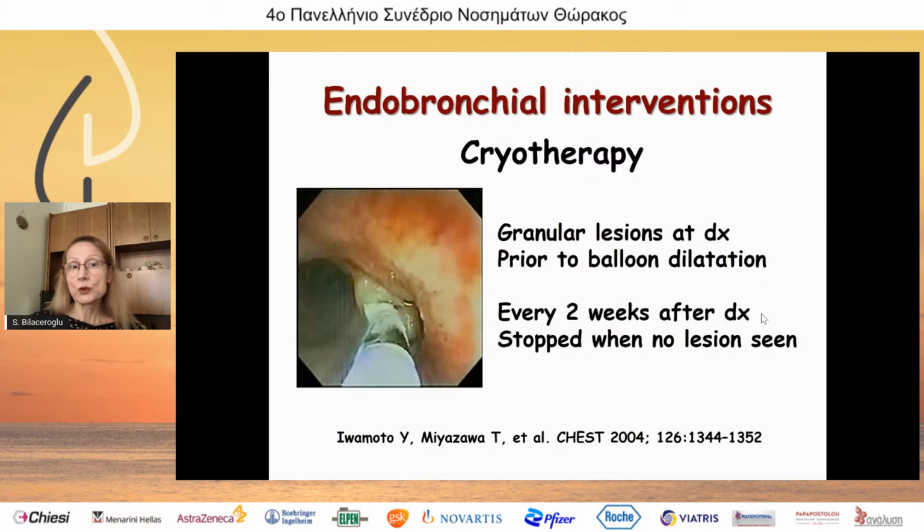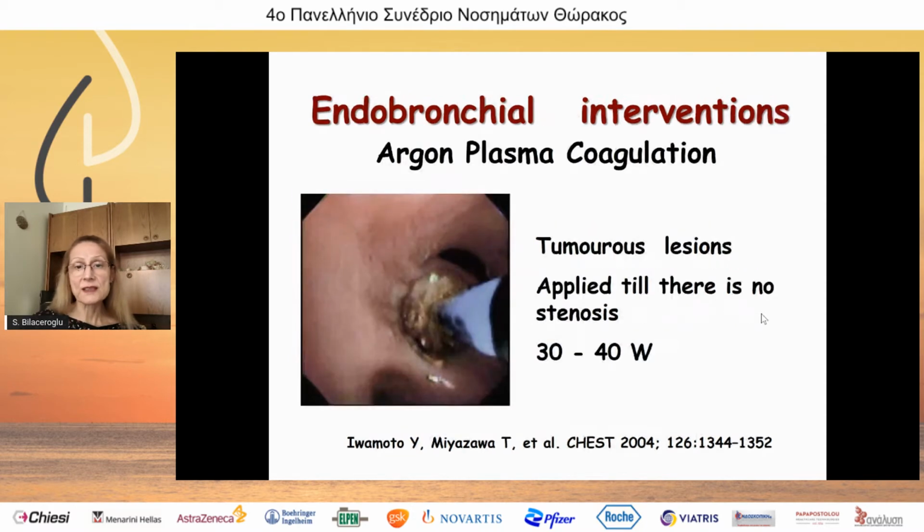What else do we do? Cryotherapy can be used for granular lesions during the diagnosis or follow-up, or it can be used prior to balloon dilatation to get rid of the nodular lesions that are obstructing the lumen. It can be repeated every 2 weeks till there is no lesion seen.